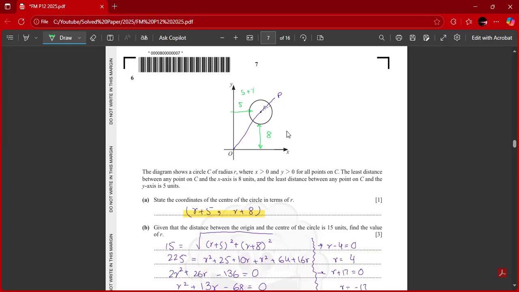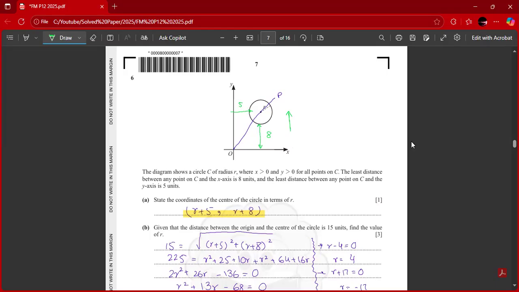But now we're supposed to find which axis is which. So if we see this, the horizontal axis is my x-axis, and the vertical axis is my y-axis. That's why it's r plus 5 and r plus 8.